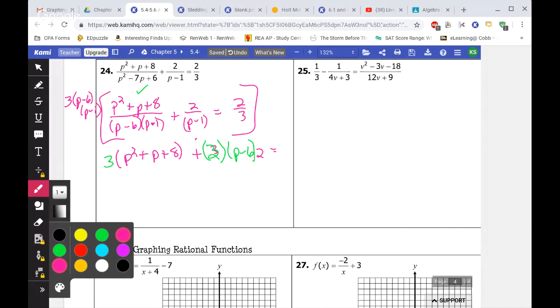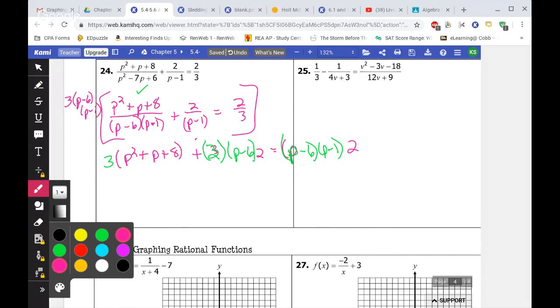All right. And on the end here, this 2, it has a 3 in the denominator. So it's going to have to be multiplied by p minus 6, p minus 1, and then the 2 was already there. Okay? Mm-hmm. But now, once I distribute all of these things, I actually have a linear expression.